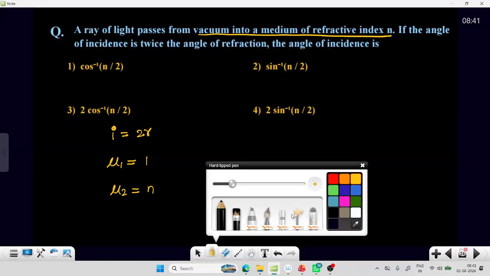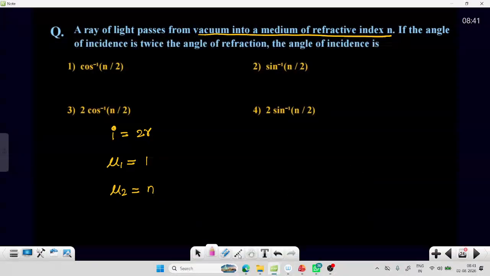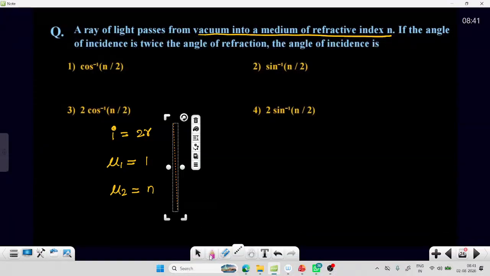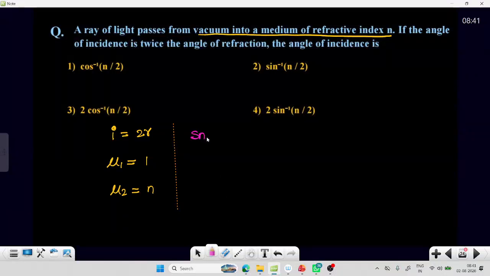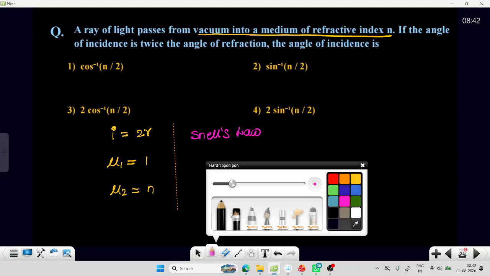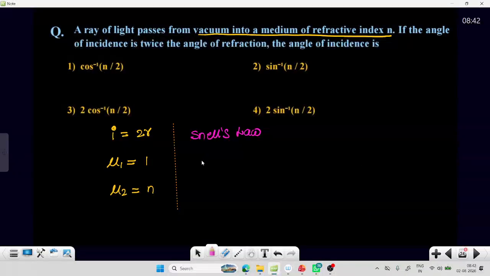Now tell me the Snell's law for this. Yes, so that is mu1 into sine I equal to mu2 into sine R. Mu1 is 1, so 1 into sine I is equal to n into sine R, where I is 2R.